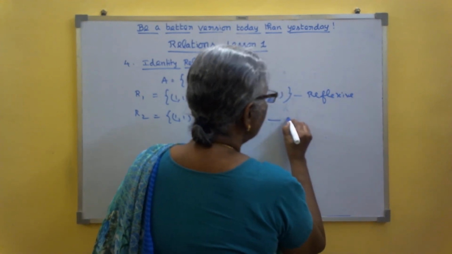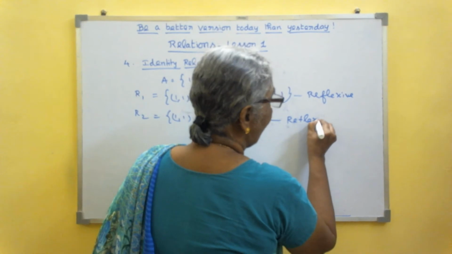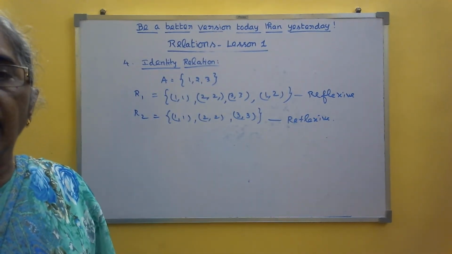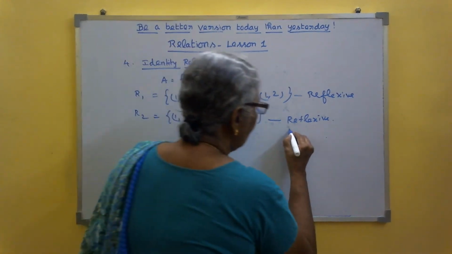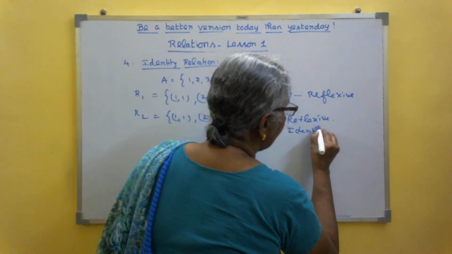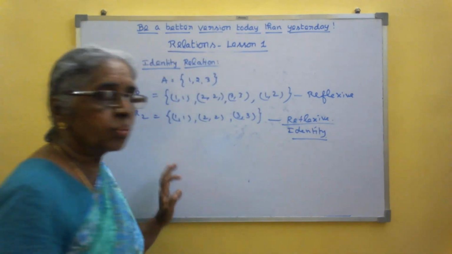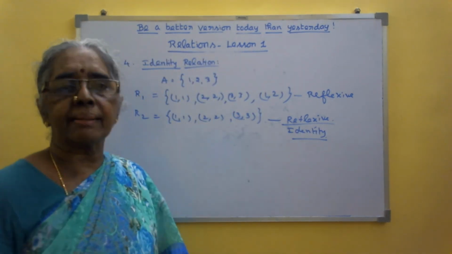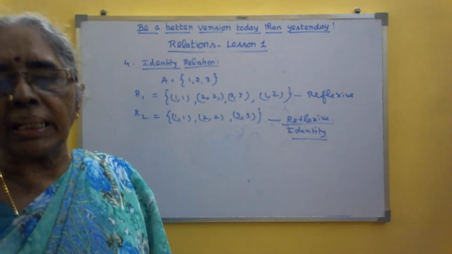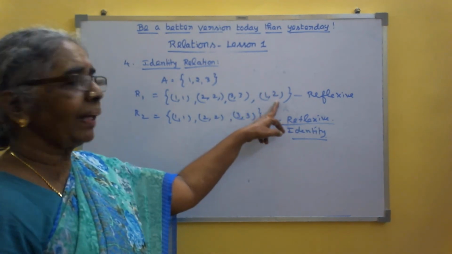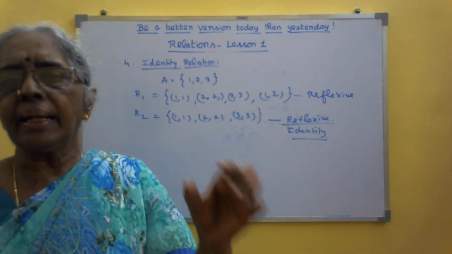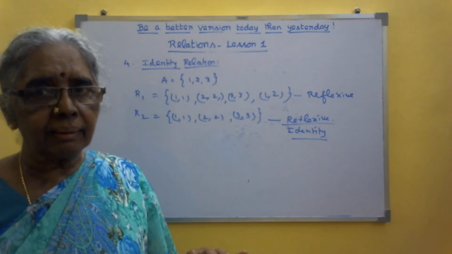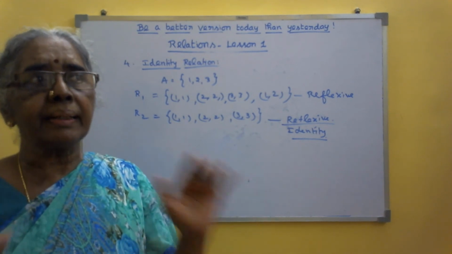But I told you, this is also reflexive. But here, there is no extra pair other than the reflexive pairs. So, this is an identity relation. Okay? So, I can call it this way. All identity relations will be reflexive relations. But all reflexive relations need not be identity relations. Are you able to understand it clearly? Or I can say it easily.